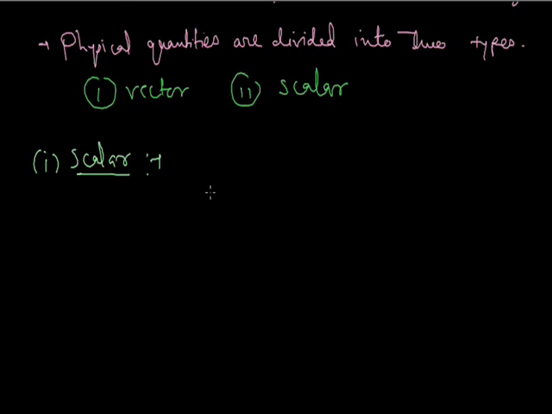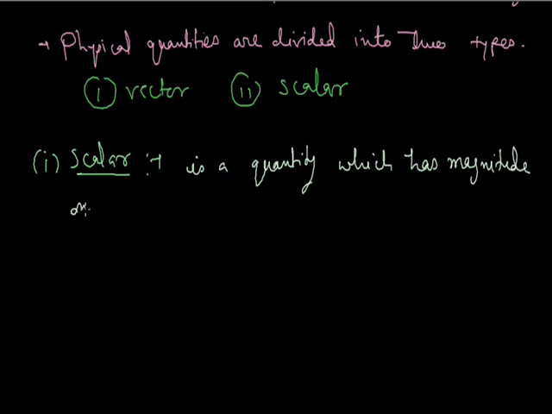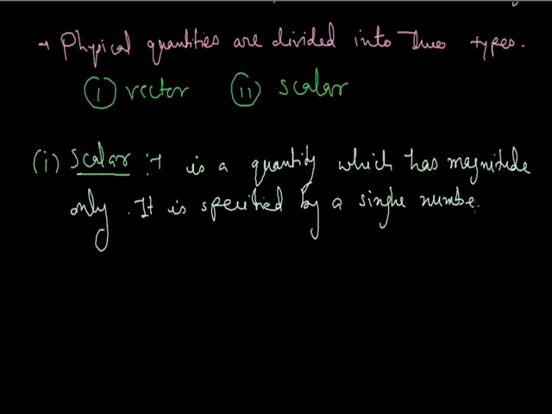What is scalar? Scalar is a quantity which has magnitude only. It is specified by a single number along with proper unit.